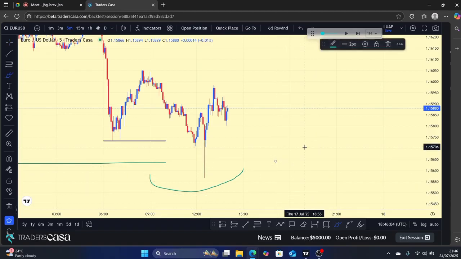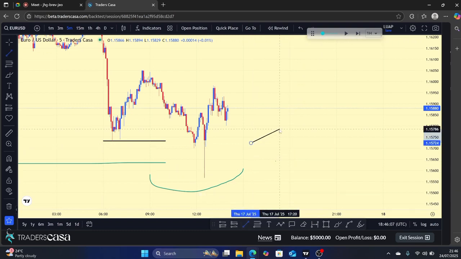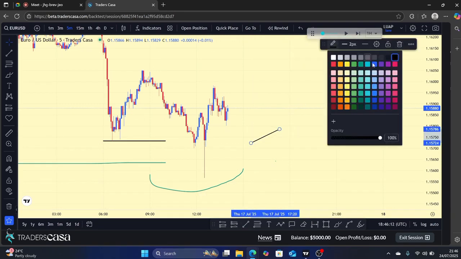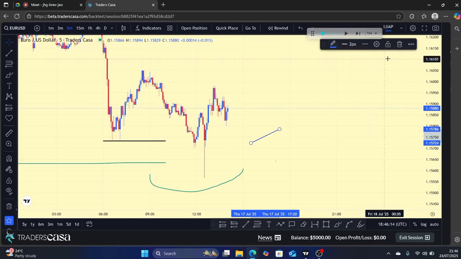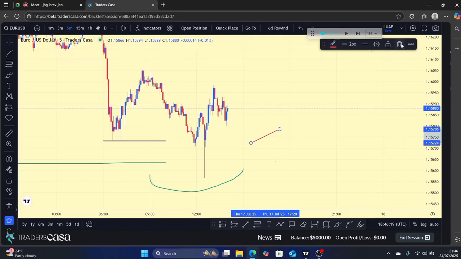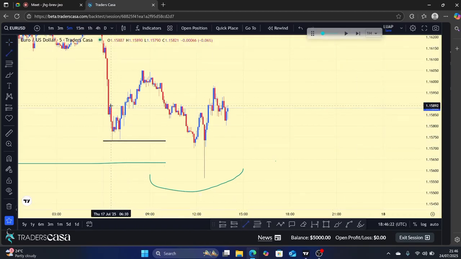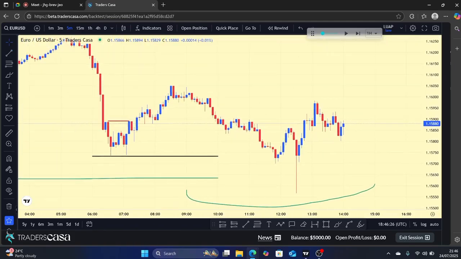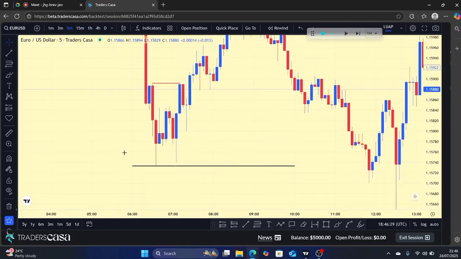Or let me use these ones, but I'll change the color. Let me use blue. Or no, let me use the red. All right, so exactly right here, you can clearly see that this was a valid pullback. You can zoom in so that you can all be with me.